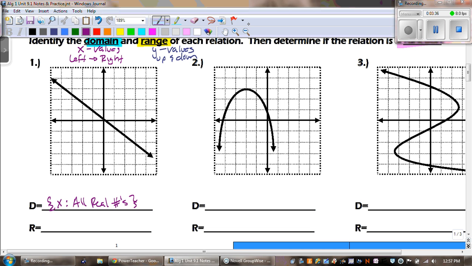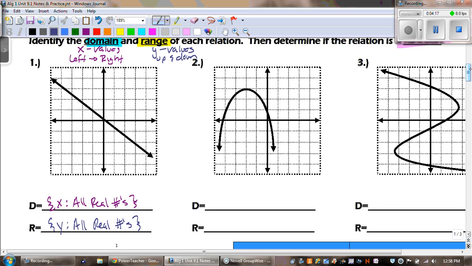Now, look at the range. We're talking about up and down, the y values. Even though it looks like it stops at 4, remember what we just talked about. It keeps going in both directions. The arrows mean that it keeps going, so I'm not sure where it stops. So we would say that the y is also all real numbers.